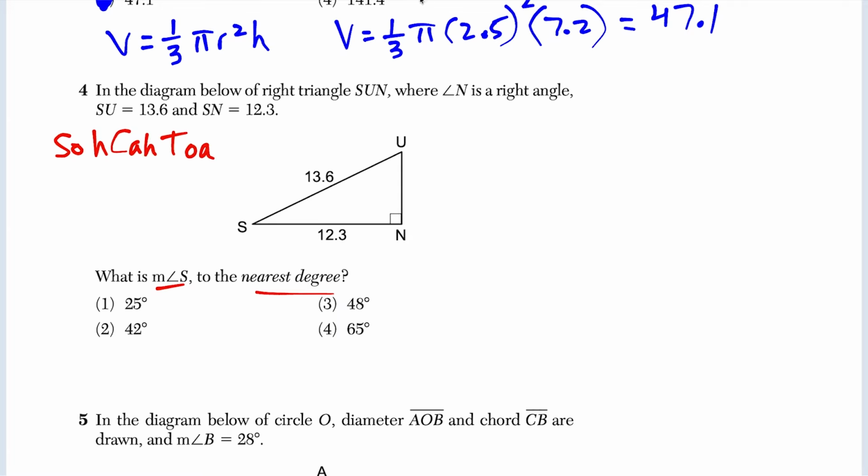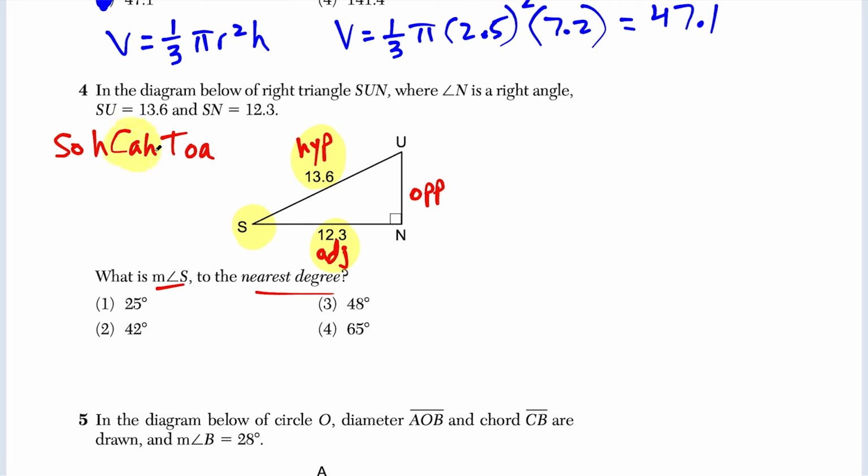So if our goal here is to find the measure of angle S, that's over here, this is one of the acute angles, we have to think, what side did they give us? They gave us 12.3, which is adjacent to S, because it's right next to it. Technically, this is next to S as well, but it's across from the right angle, so this is automatically the hypotenuse. And then across from S would be the opposite side. So when I look at what they gave us, 12.3, which is adjacent to S, and they gave us 13.6, which is the hypotenuse.